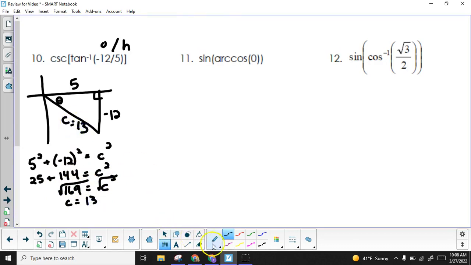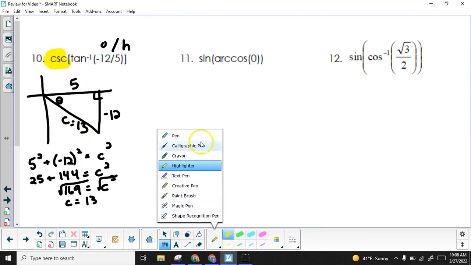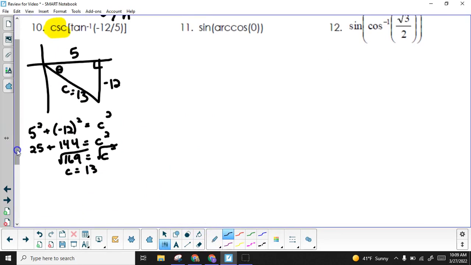We are looking for the cosecant. And the cosecant is the reciprocal of sine. Sine is opposite over hypotenuse. So cosecant is hypotenuse over opposite. Our hypotenuse is 13. Our opposite is negative 12. We don't usually write the negative in the denominator, so we would normally just write that out front, as this whole expression is negative 13 over 12.